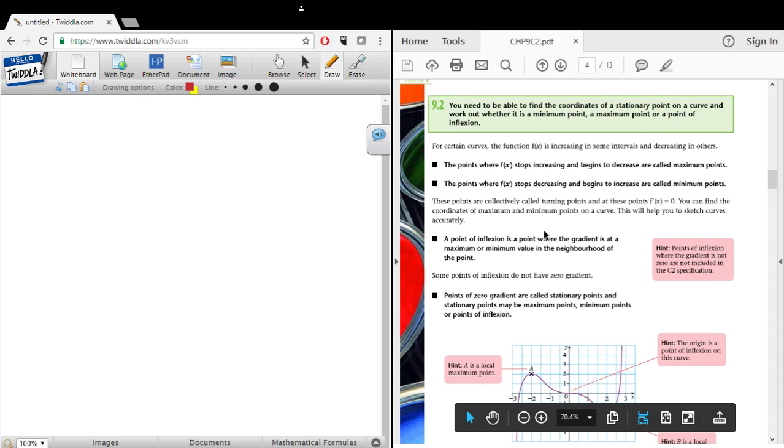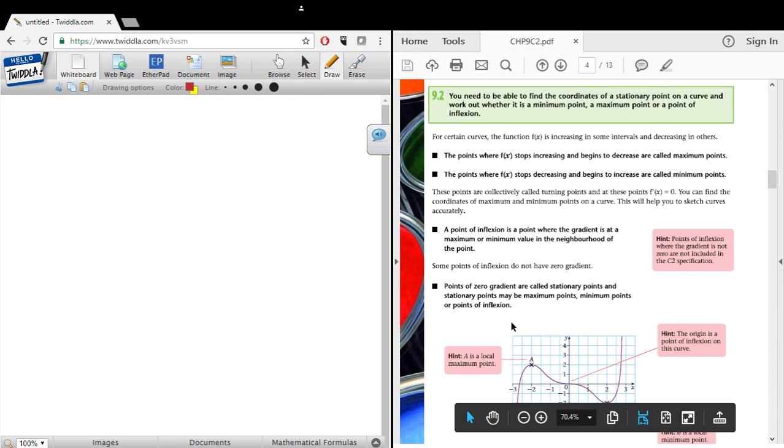Now here are some properties that we need to appreciate. The points where f(x) stops increasing and begins to decrease are called the maximum points. The points where f(x) stops decreasing and begins to increase are called minimum points. A point of inflection is a point where the gradient is at a maximum or a minimum value in the neighborhood of the point. And finally, points of zero gradient are called stationary points, and stationary points may be maximum points, minimum points, or points of inflection.